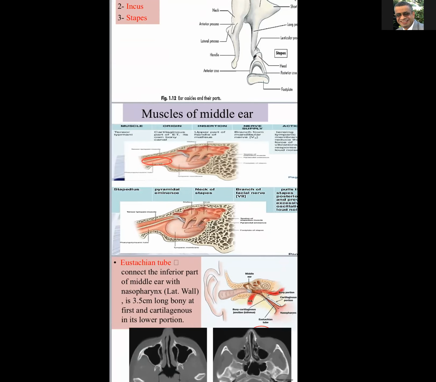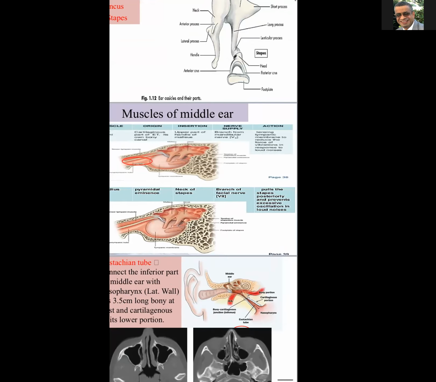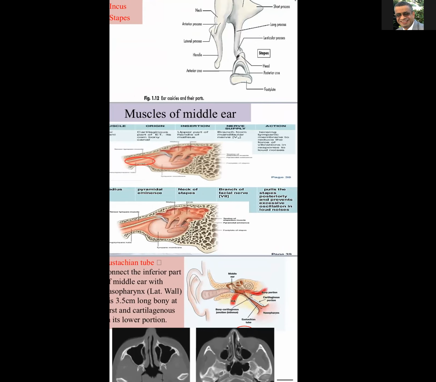The other muscle is the stapedius, originating from the pyramidal eminence and inserting into the neck of the stapes. The action pulls the stapes posteriorly and prevents excessive oscillation due to loud noise.